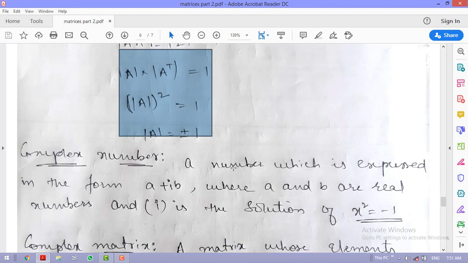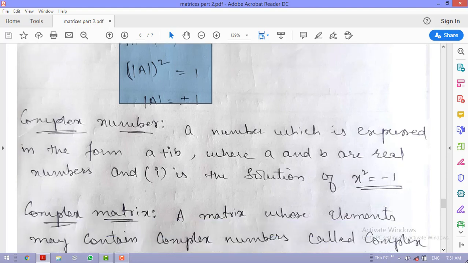So a complex number is a number where we have an imaginary sign, then that is said to be a complex number or imaginary number. You can see here where a and b are real numbers and i is the solution of x square equal to minus 1. So if you apply this, you can't say that x is equal to a real number. It may be positive or negative, or it may be a complex number.